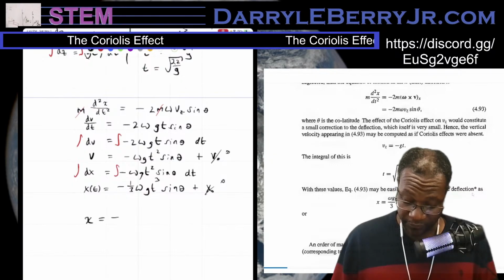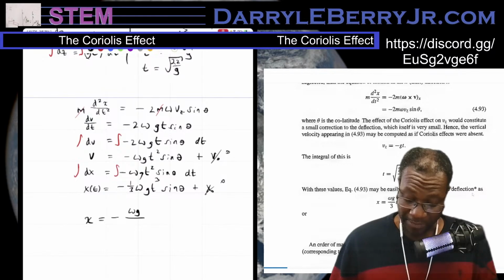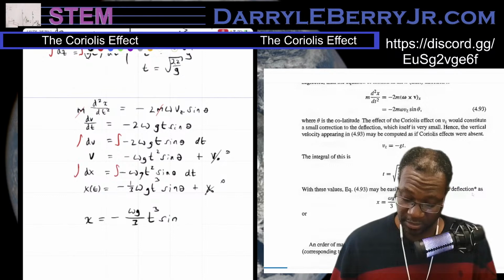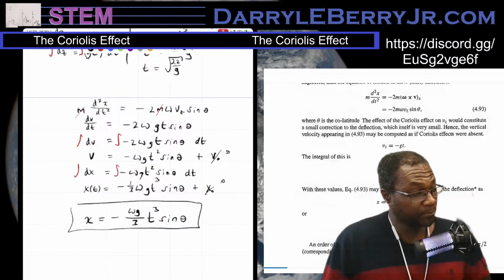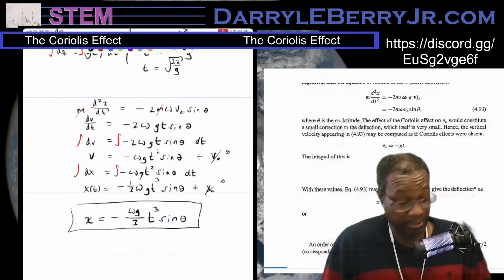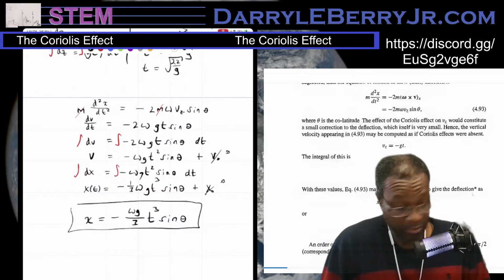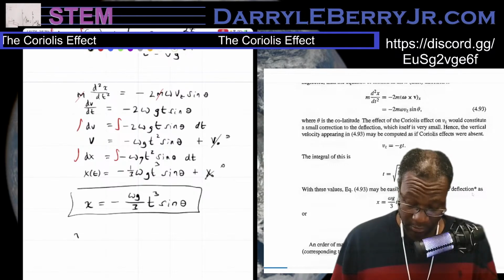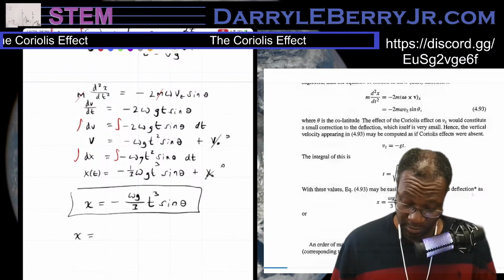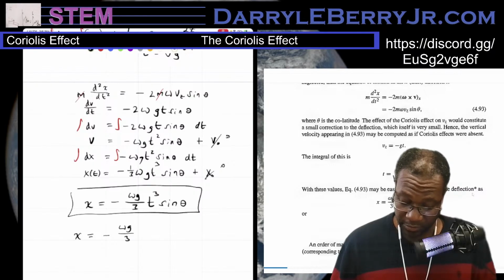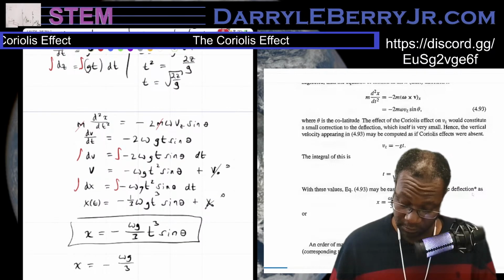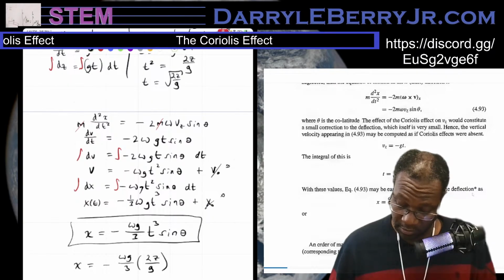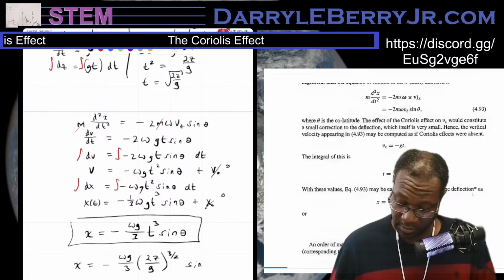I noticed they dropped a negative. Either they dropped a negative, or I should have done something to get rid of a negative. So this is what the book has, and that was an easy integration. So x equals negative omega g over 3 times t cubed sine theta, where t is 2z over g to the 3/2, times sine theta.